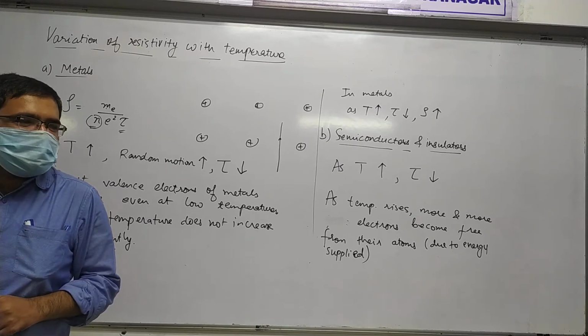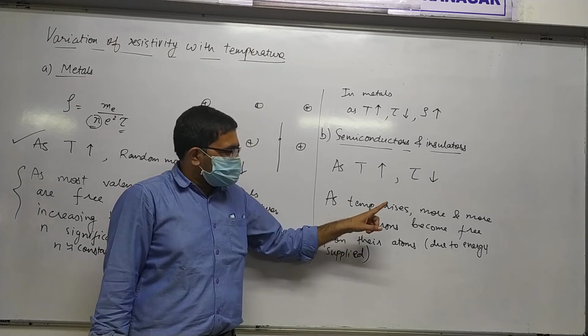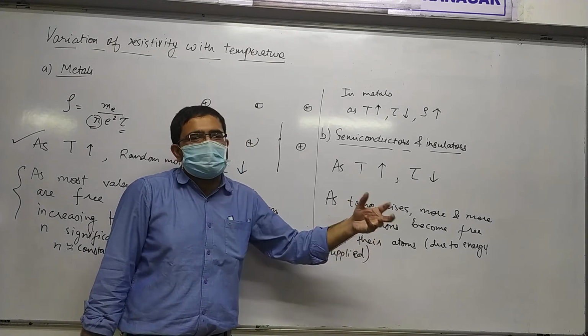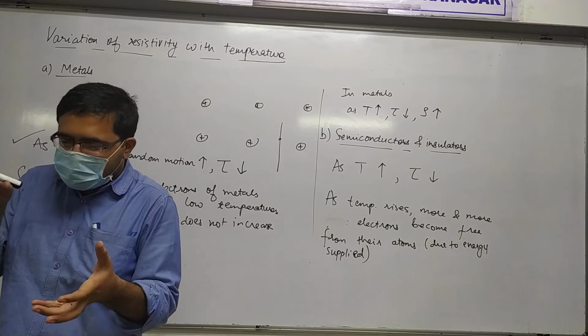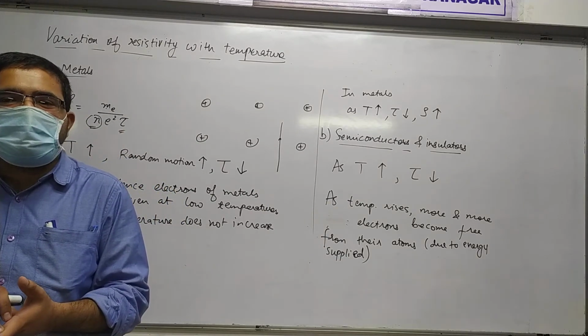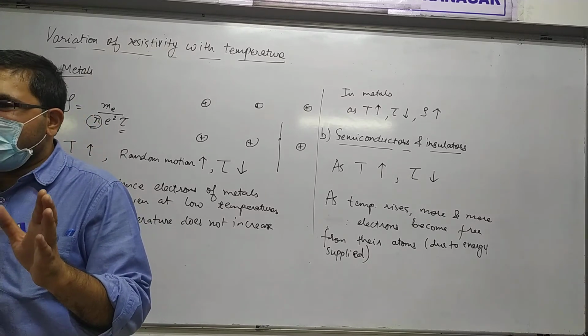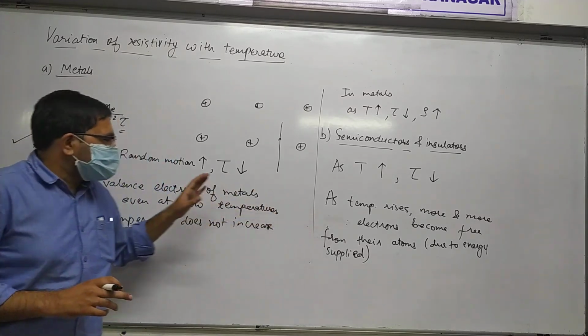Got it or not? Okay, so as temperature rises, more and more electrons become free. Why? Because to increase the temperature, you are going to give it energy, and when the atoms take that energy, they will let electrons go. Clear or not? Okay, so આમાં કેમ આના જેવું છે?